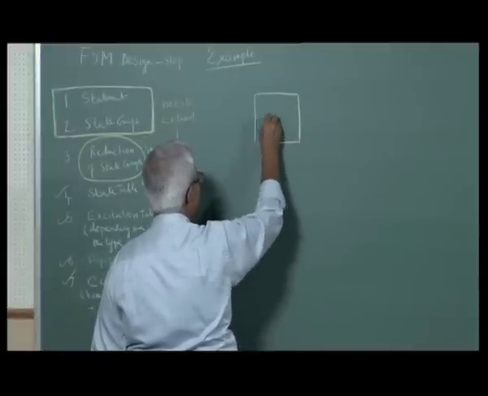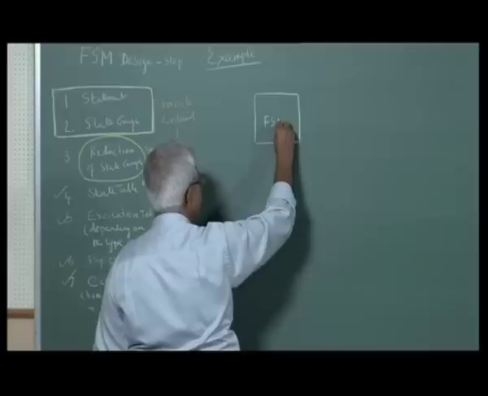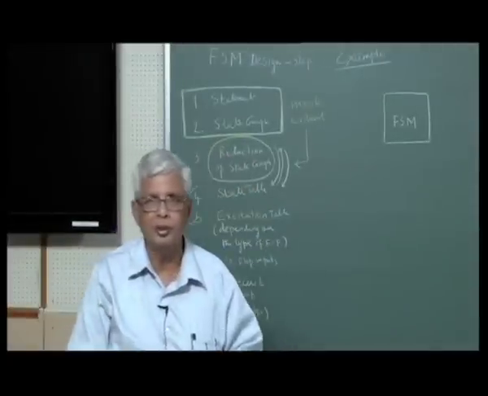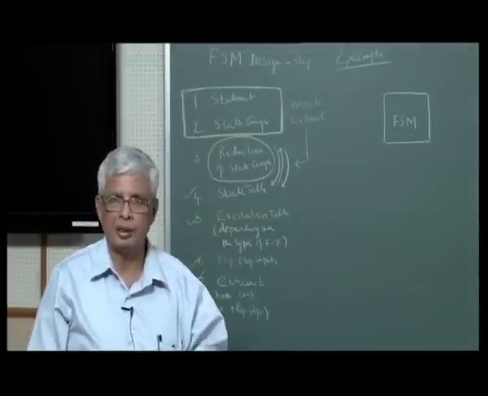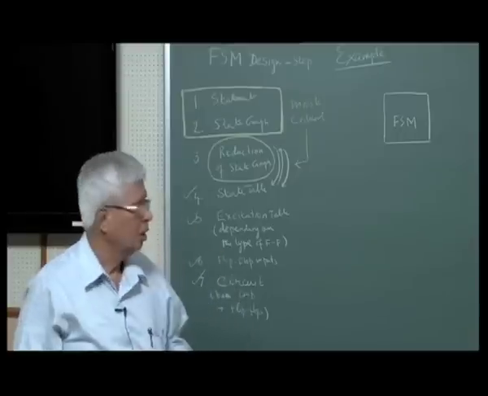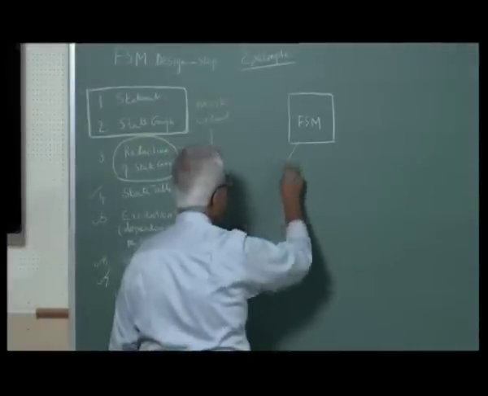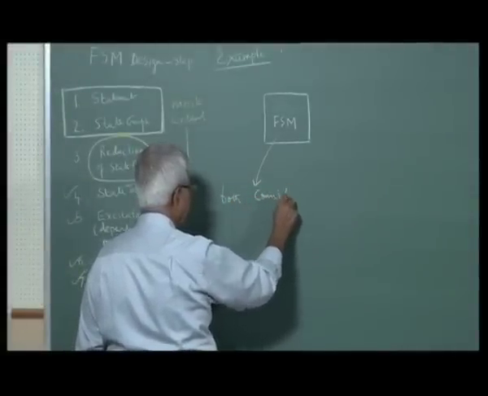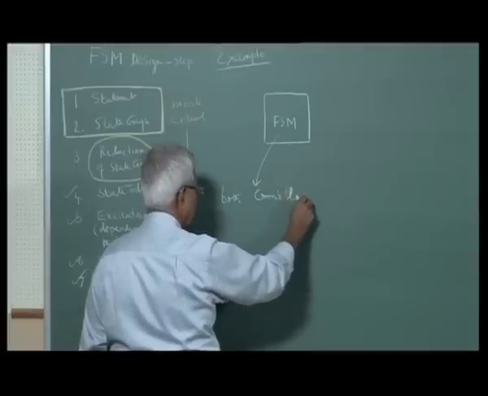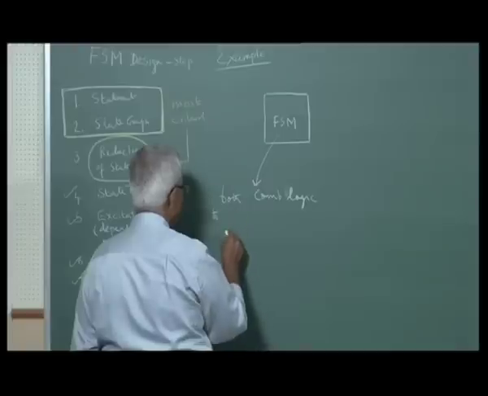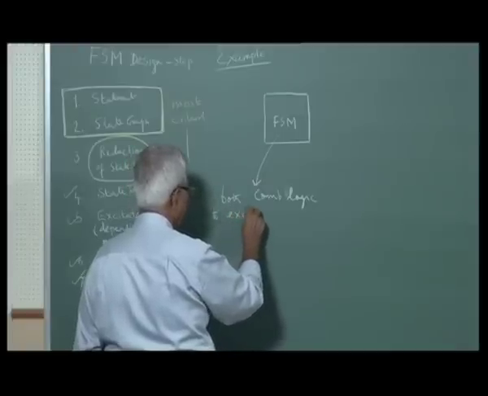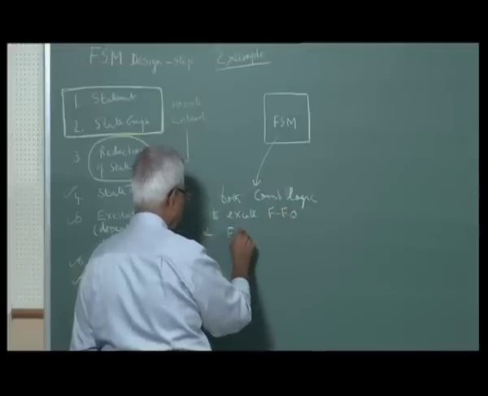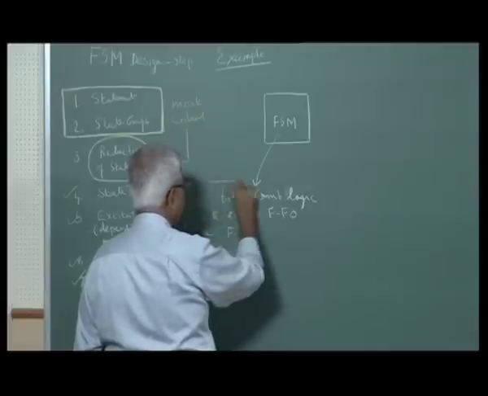I have a finite state machine. The moment I draw a finite state machine, we have to assume that it has both combination logic to drive flip-flops, flip-flop inputs are driven by combination logic, and the flip-flops. So, this consists of both combination logic to excite the flip-flops and the flip-flops themselves. That is understood.